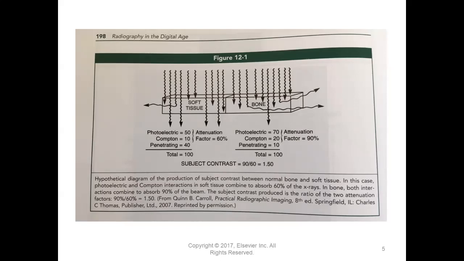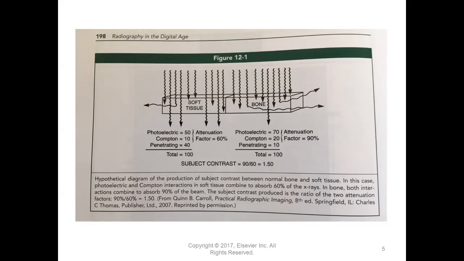So 6 out of 10 are being attenuated. It doesn't matter for the purposes of this example if they are absorbed or scattered. They are attenuated. So the soft tissue is attenuating 60%. Over on the bone side of things, of the 100 X-rays going through the bone, 70 of them are absorbed, 20 of them are scattered. Only 10 of the original 100 penetrate through that bone. So 90% of the X-rays have been attenuated in the bone.